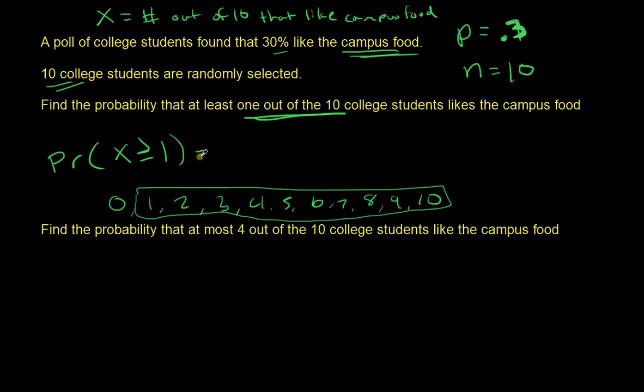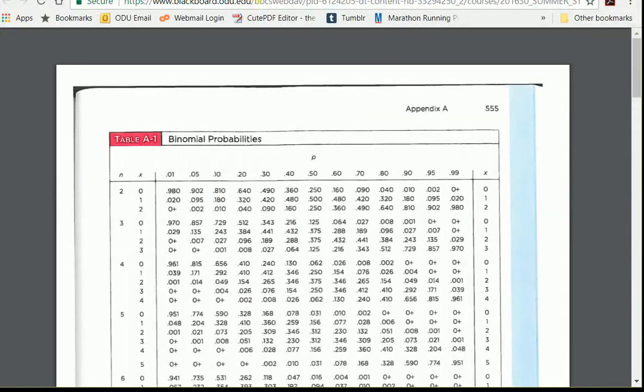So we always use complements when you have at least 1. It's a lot easier. So 1 minus the probability that none of them like campus food. All right, so I could use the formula to figure out the probability x equals 0. But remember, whenever I know I'm using a binomial, I should always try to go to my table. So let's pull up the table first before I go to my formula.